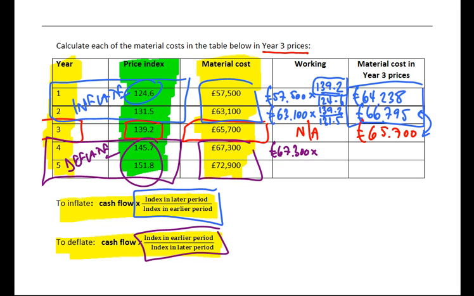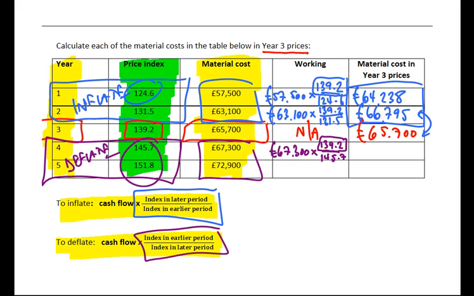It's the index in the earlier period. Now the earlier period is year 3. We're trying to take it back to the previous year at 139.2 over the index in the later period, which for year 4 is now 145.7. Now what you'll notice this time is that the figure on the top of the little equation is actually the lower index number. This means we're going to now decrease the cost or deflate it.